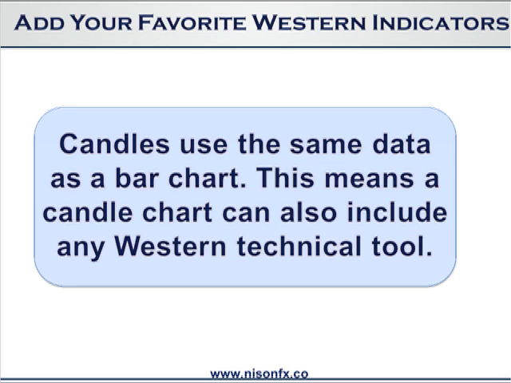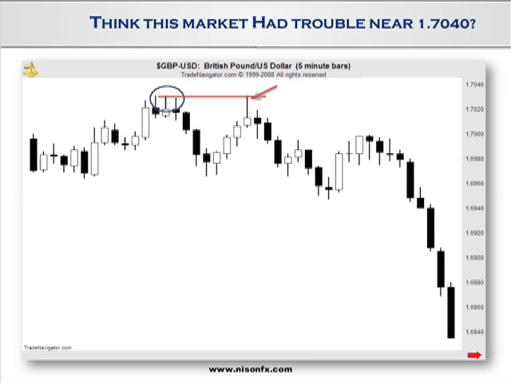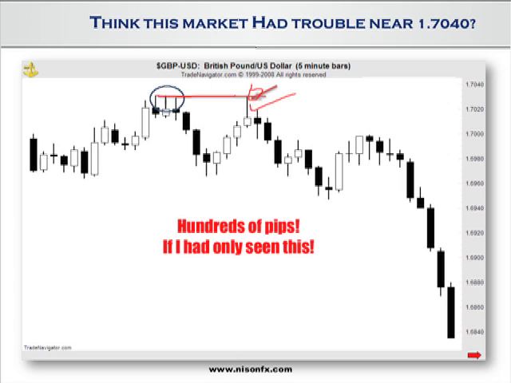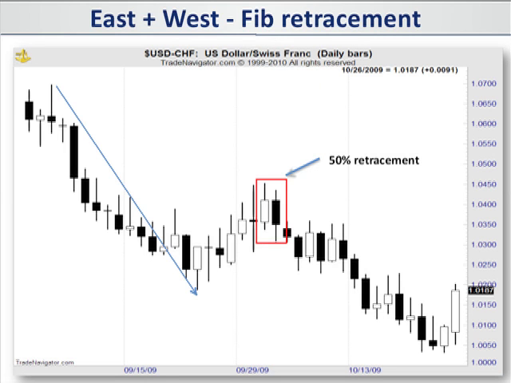Now, one of the things I'd mentioned before, and just want to emphasize now, it's really important, because the candlesticks use the same information as a bar chart, that means all your favorite Western indicators can be used on a candlestick chart. So, for example, just very basic resistance. A shooting star confirms the resistance. All right, that's a great potential trade setup, of course, always having a stop that says you're wrong. All right? Hundreds of pips if I had only seen this.